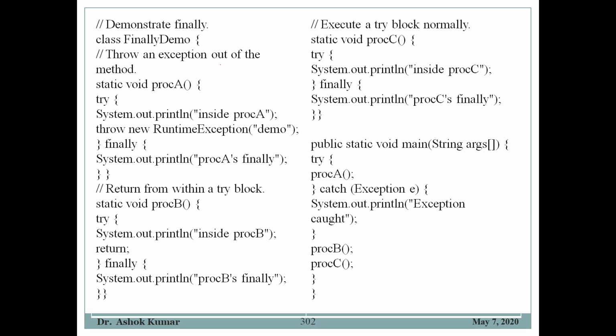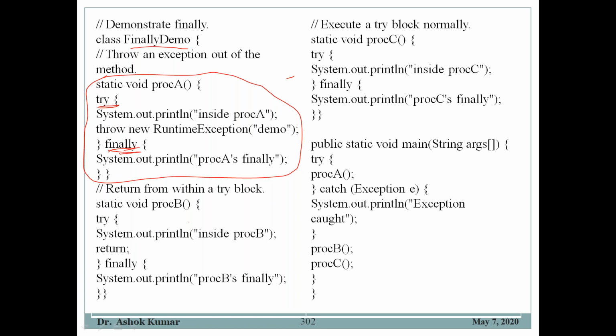In this we have one class FinalDemo, and in FinalDemo we have one method procA, and in procA we have one try block. If you attach a finally with a try block, then the catch becomes optional. You can write the catch block or you can skip that. So in this case we have used the try block, and with this try we have used directly the finally block. The finally block will be executed always whether there is an exception or not.